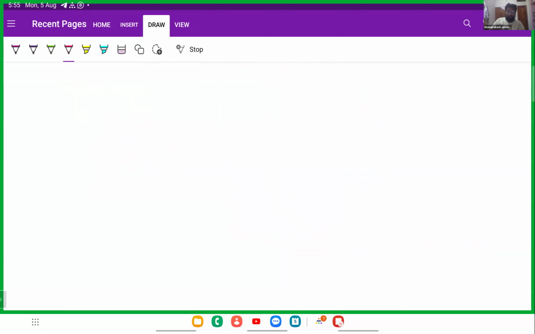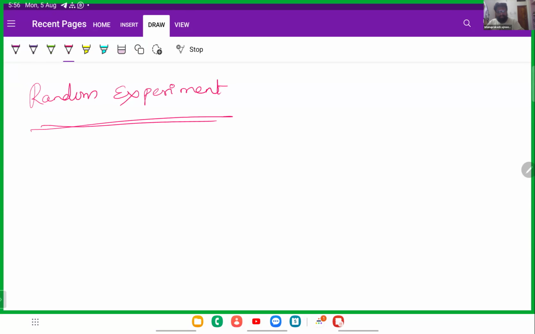Before going to probability, let's discuss random experiment. Suppose I throw a coin in the air. I think most of you like watching cricket games. Before a cricket game starts, what does the umpire do? He just tosses, flips the coin in the air.